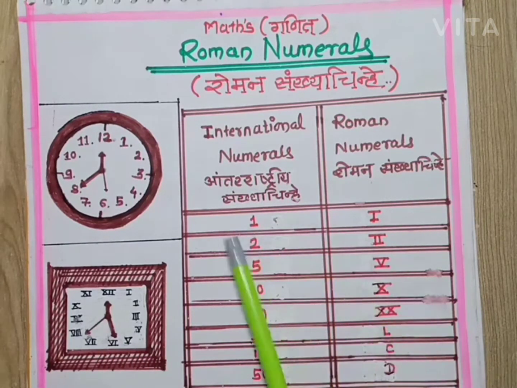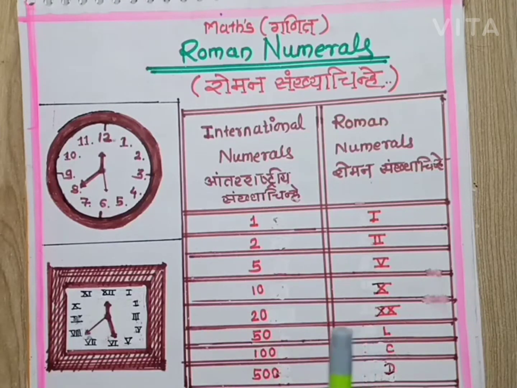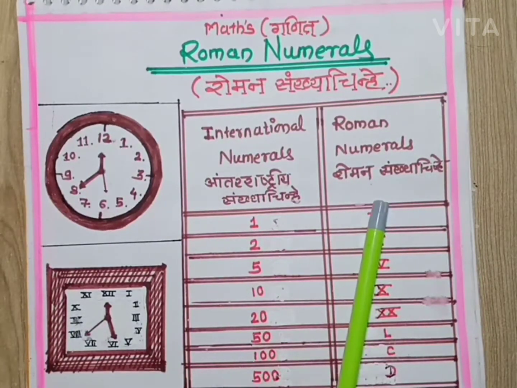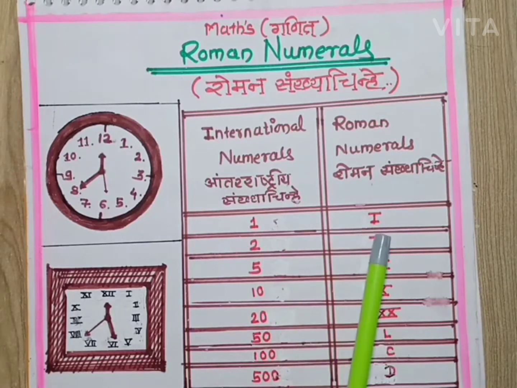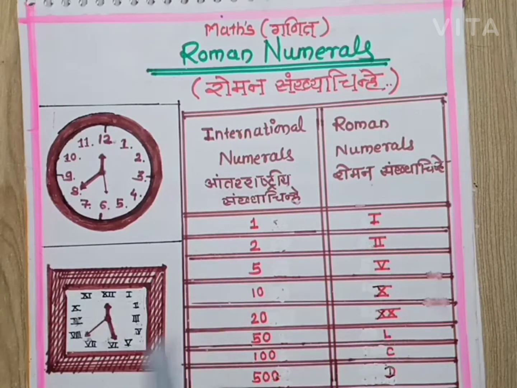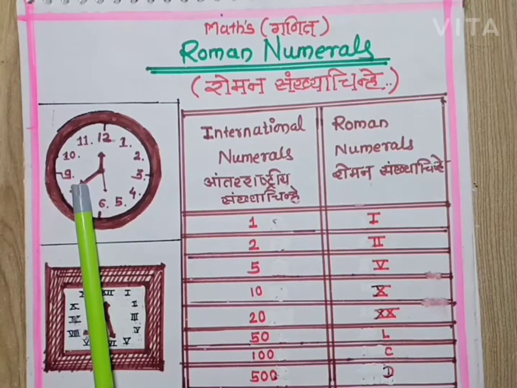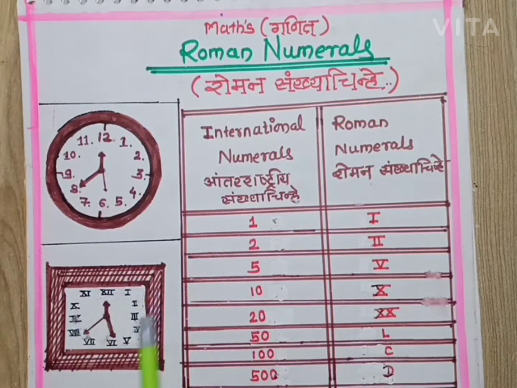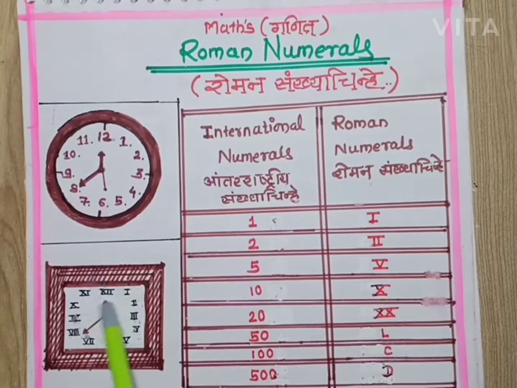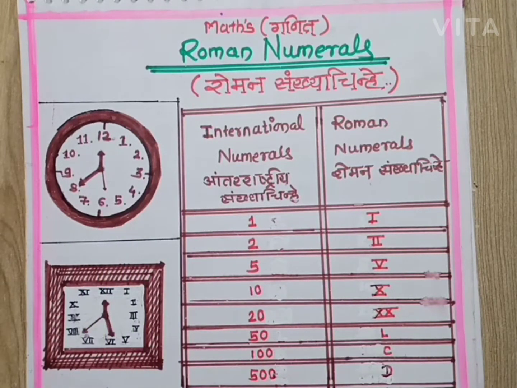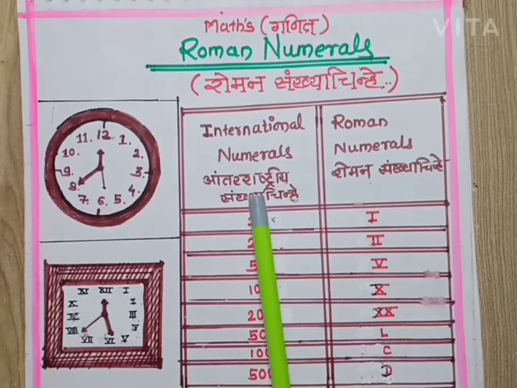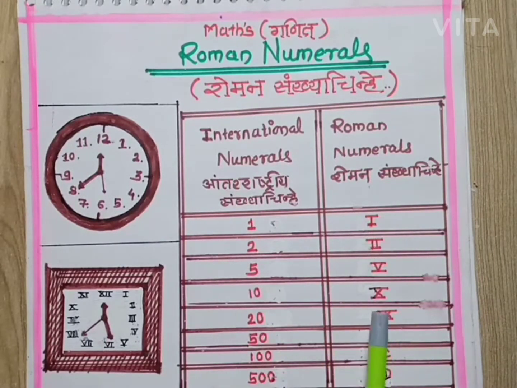Now the chart gives us which number is used for which symbol, or which symbol is used for which number. That is, in this watch these numbers are international numerals, and these are Roman numerals. Now we understand the relation between these two numerals by this chart. Here are some international numerals and here are some Roman numerals.